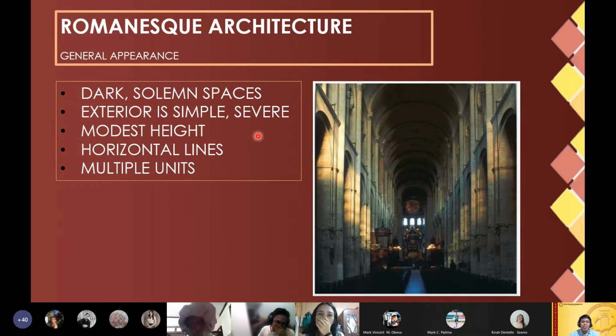But actually, not all in Romanesque architecture ni-follow aning modest height. There are also cathedrals, there are also churches na medyo taas gud in terms of its height.